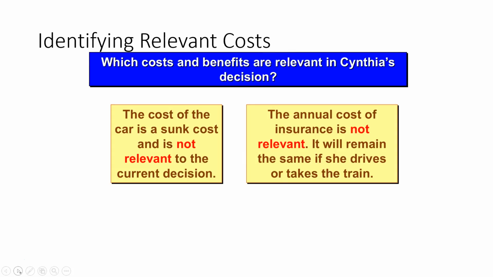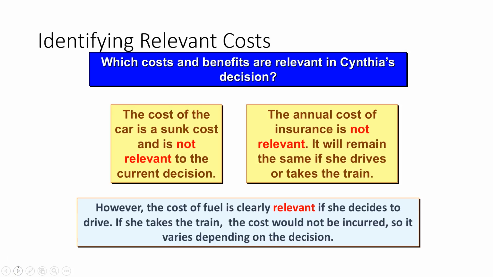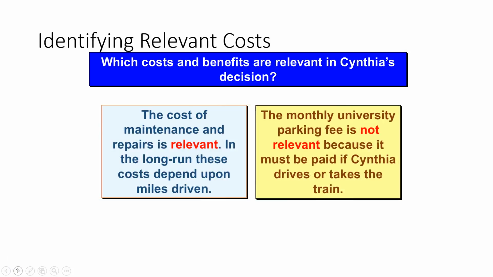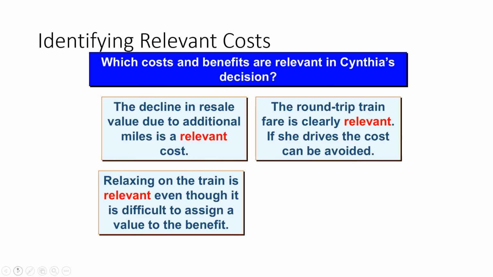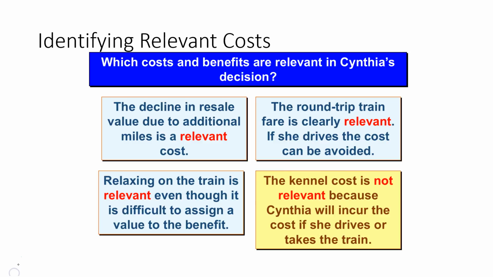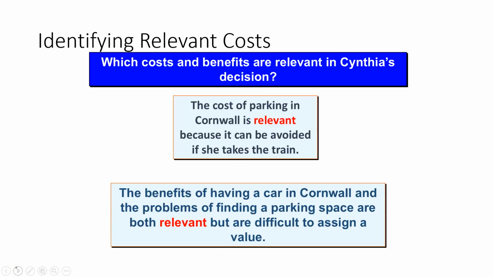Okay, so just a brief summary here. Cost of the car, not relevant. Cost of insurance, not relevant. Cost of the fuel is relevant. Cost of maintenance and repairs is relevant, but the university parking fee is not relevant. The decline in resale value is relevant. The round-trip train fare is relevant. Relaxing on the train is relevant. Kennel cost is not relevant. Cost of parking in Cornwall is relevant. The benefits of having a car and the problems with parking, both relevant, but as we've already identified, we have no values to them.